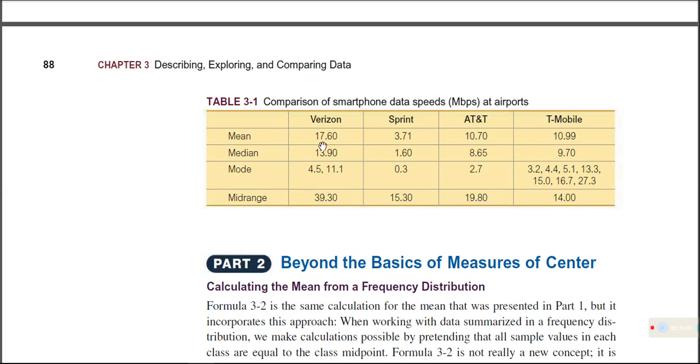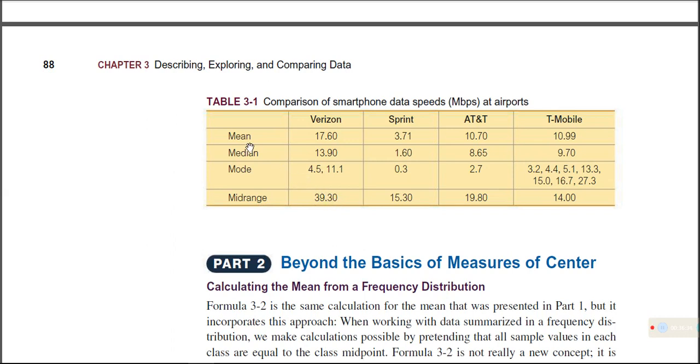So, for Verizon, i-analyze natin yung mga values ni Verizon. Si Verizon ay may mean na 17.60. Ang median niya bumaba, 13.90. Medyo mataas yung variation nila, di ba? Ang mode niya ay mababa, 45.5, tsaka 11.1, meaning this is the usual. And ang mid-range niya, ang taas, 39.30.